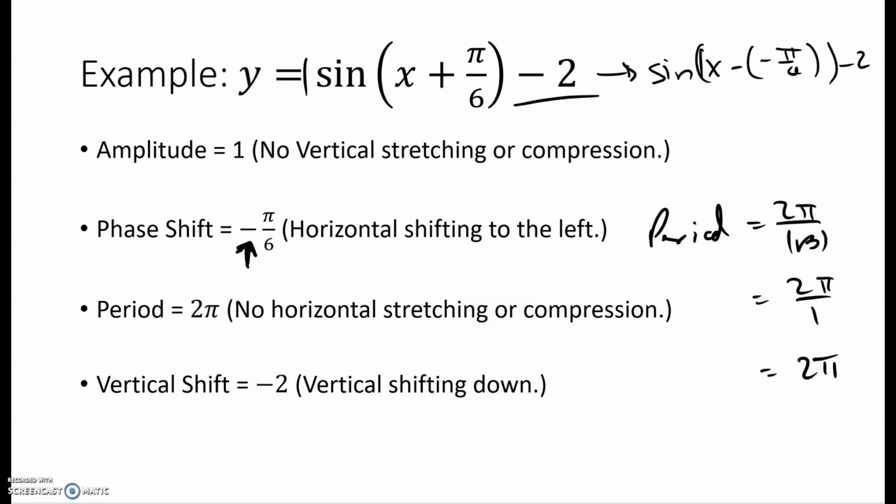And then the last number, that negative 2, sometimes it's at the very beginning. So it doesn't always have to be the last number for your vertical shift. Since it's negative, that means we're going down with our graph.